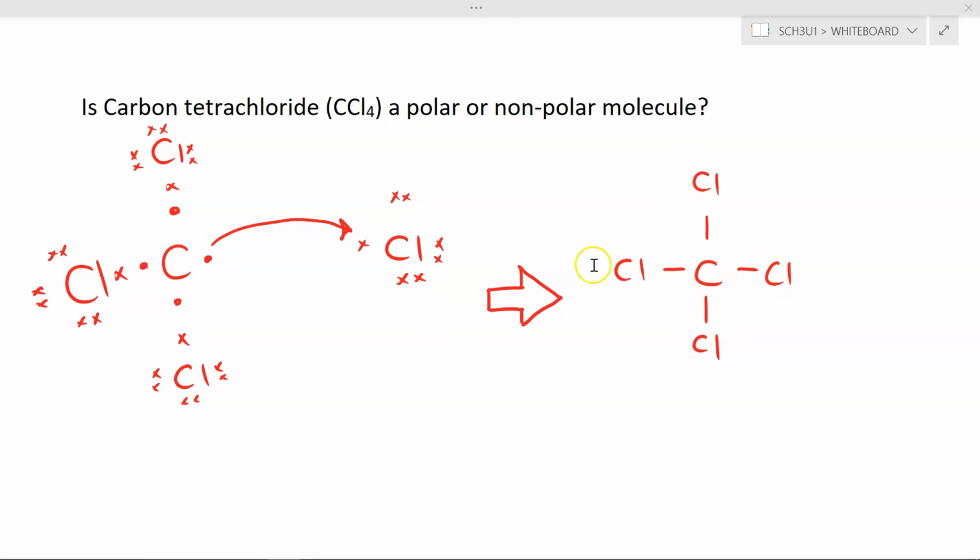The outer ones are not as important, so I've just kept them out to keep it a little clean and less cluttered. Next, we need to calculate the delta EN for each bond that's present. I only see bonds between chlorine and carbon, so let's calculate that.